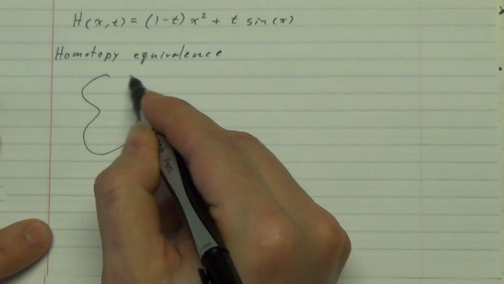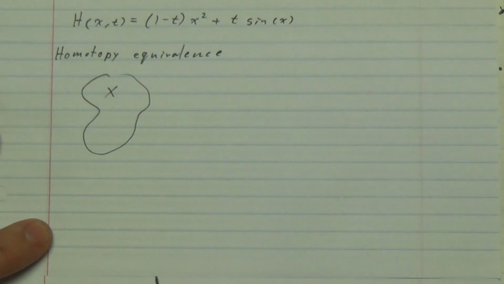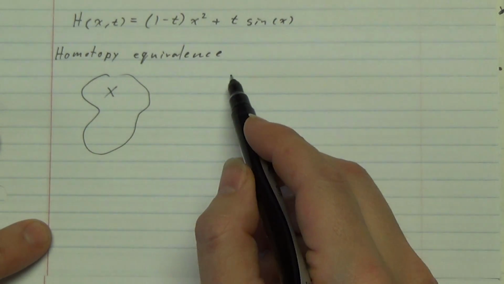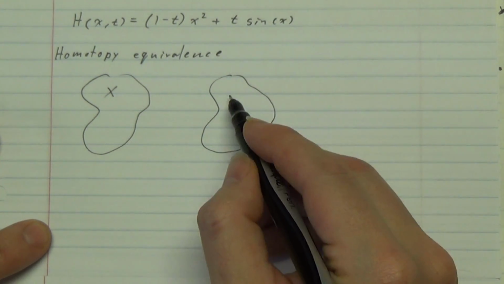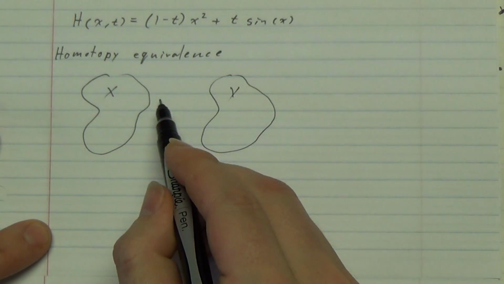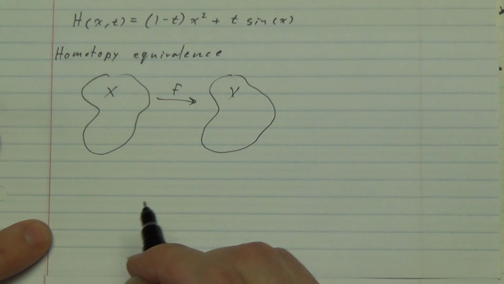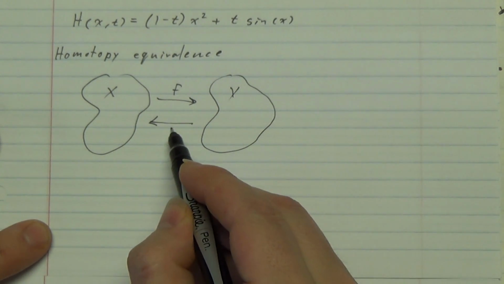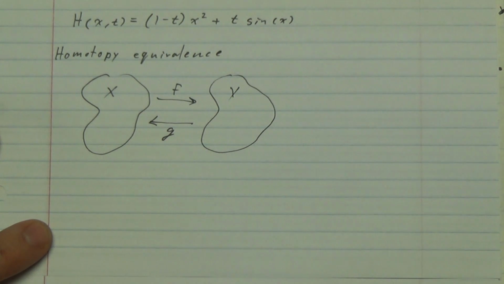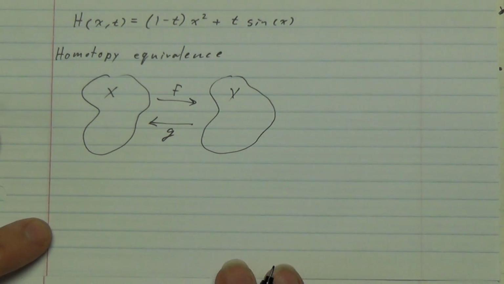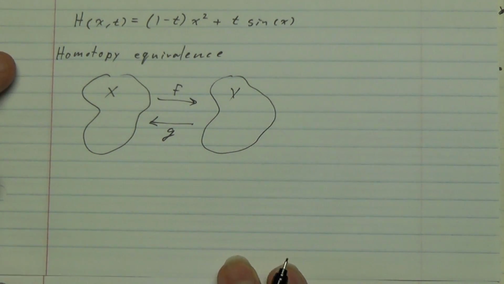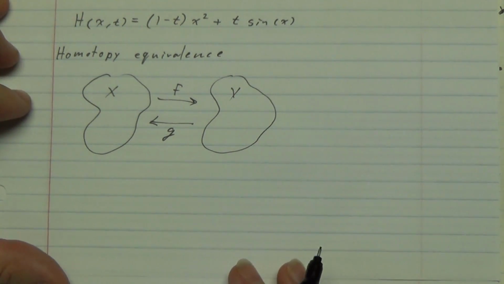Let's picture X as just any old space here, and Y as just any old space here. F, a map from X to Y, and let's say G is a map from Y to X. The only condition I'm going to put on F and G is that they both be continuous functions.